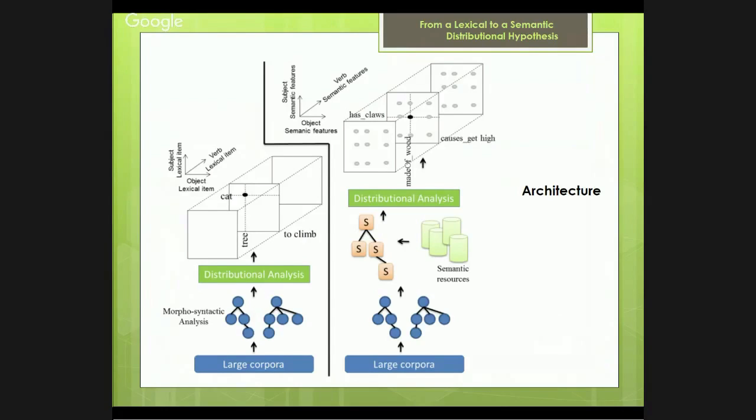This is a very simple architecture, but large corpora are analyzed linguistically, and basically words are replaced with these sets of semantic information coming from the semantic resources, and then later we apply the distributional analysis. Okay, thank you. Other details at the poster session.